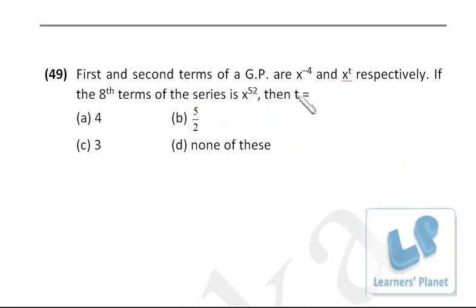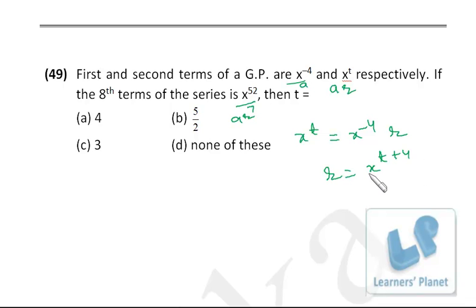The first and second terms of a GP are this and this. If the eighth term is this, then T is equal to what? Okay, so this is the first term A, this is the second term AR, and this is AR^7. So AR, that is x raised to T, is equal to x raised to minus 4 into R. So R is equal to x raised to T plus 4.